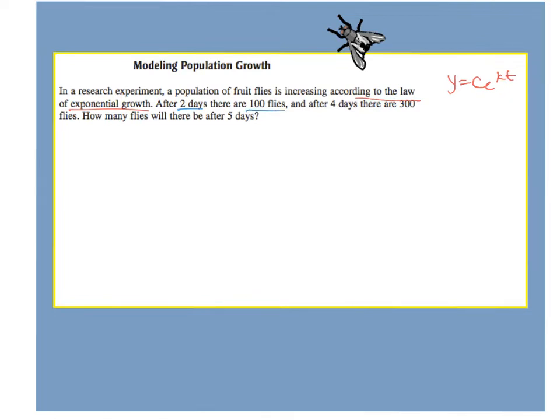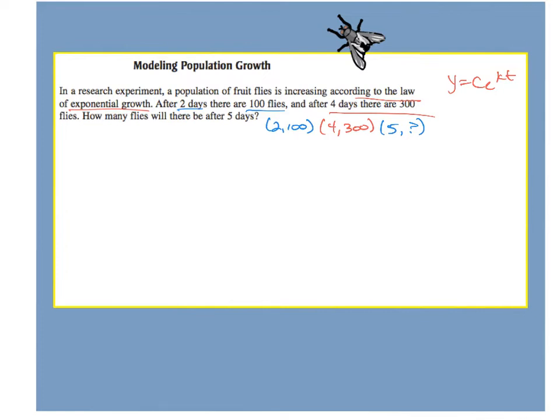After 2 days there are 100 flies. What ordered pair gives me that? 2, 100. That's that ordered pair. And then what? After 4 days there are 300 flies. What ordered pair tells me that? 4, 300. Keep going. How many flies will there be after 5 days? So that would be 5, question mark. We don't know how many flies yet.